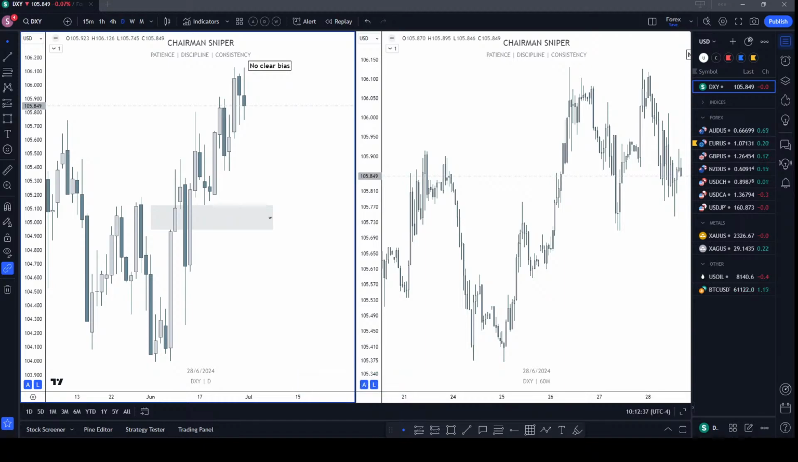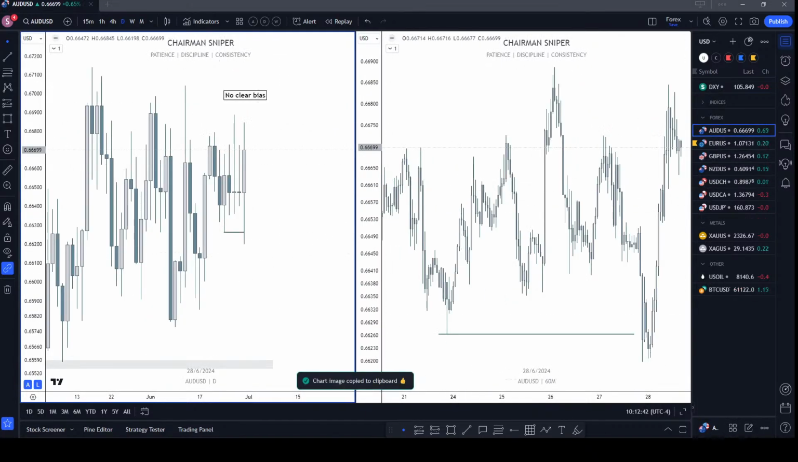I'm gonna throw these charts into my Discord while we do this.